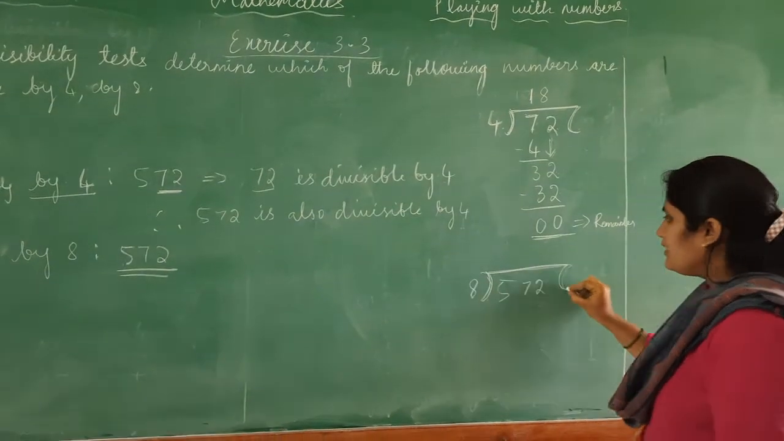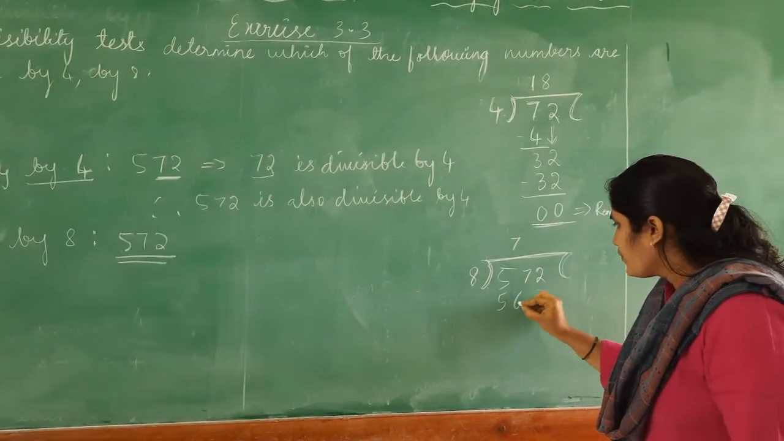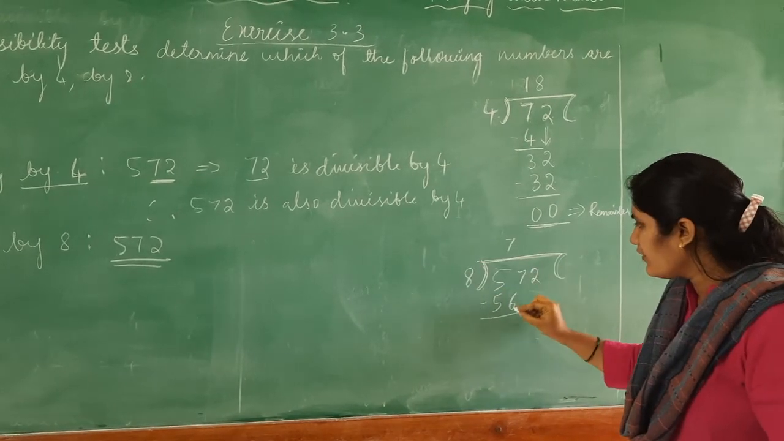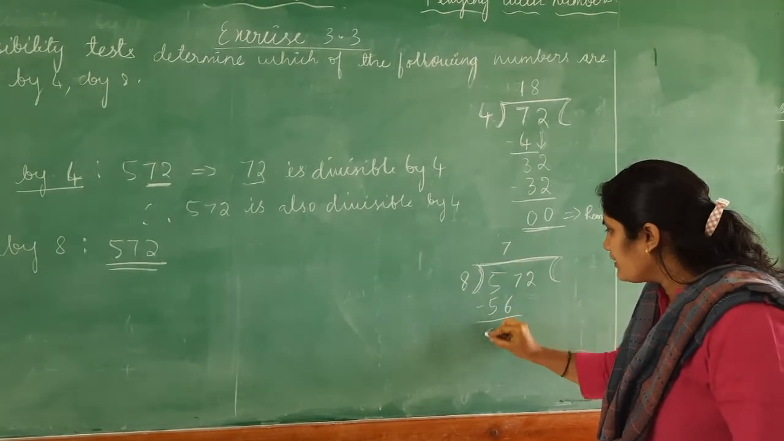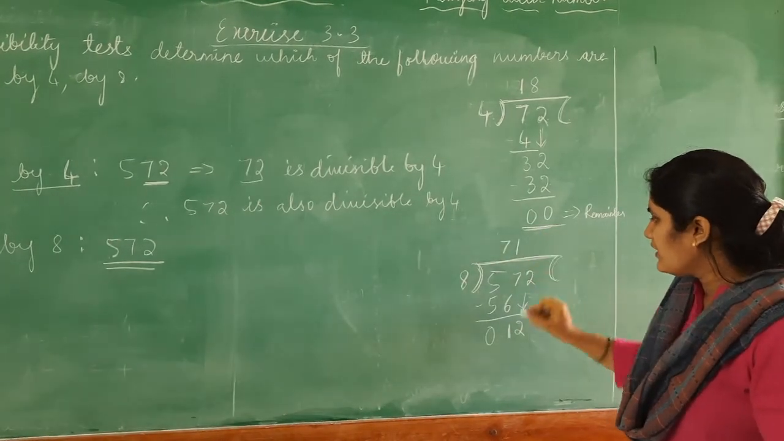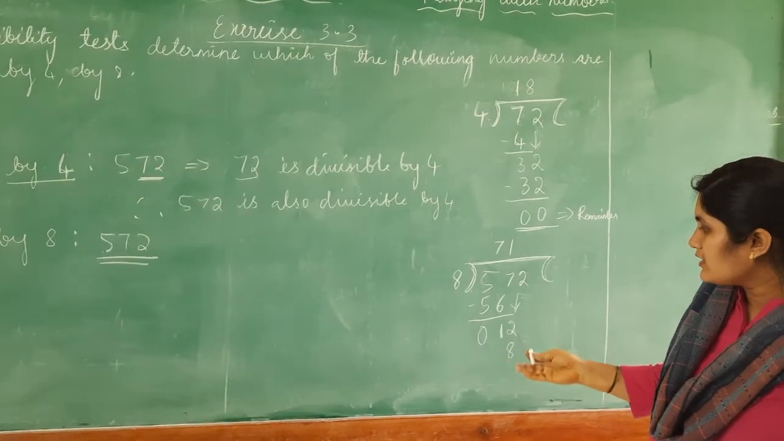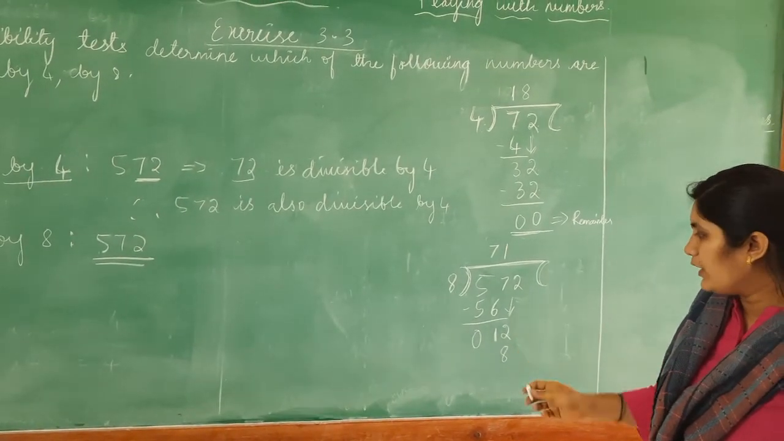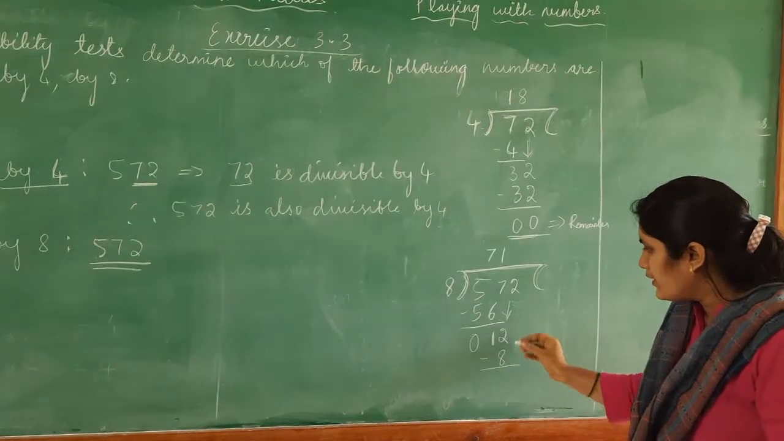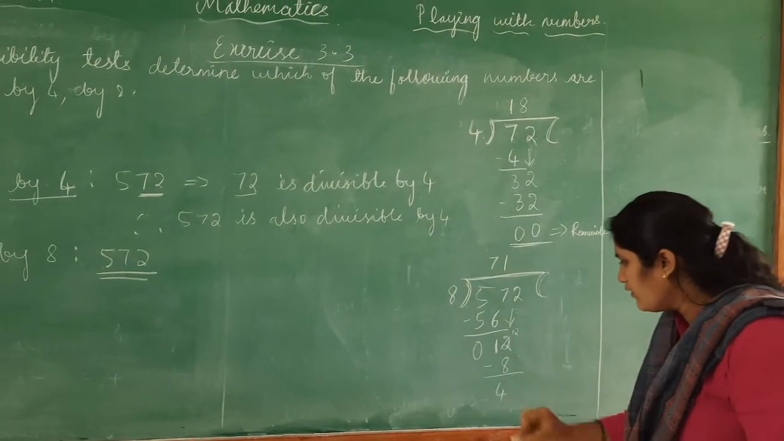In the multiple list, you can see that 8 sevens are 56. 7 minus 6 is 1. 5 minus 5 is 0. Bring down 2. 8 ones are 8, because 12 is more than 8, and 8 twos are 16, which is more than 12. You cannot go for that. Now 2, this is 12. Directly, 12 minus 8 is 4.